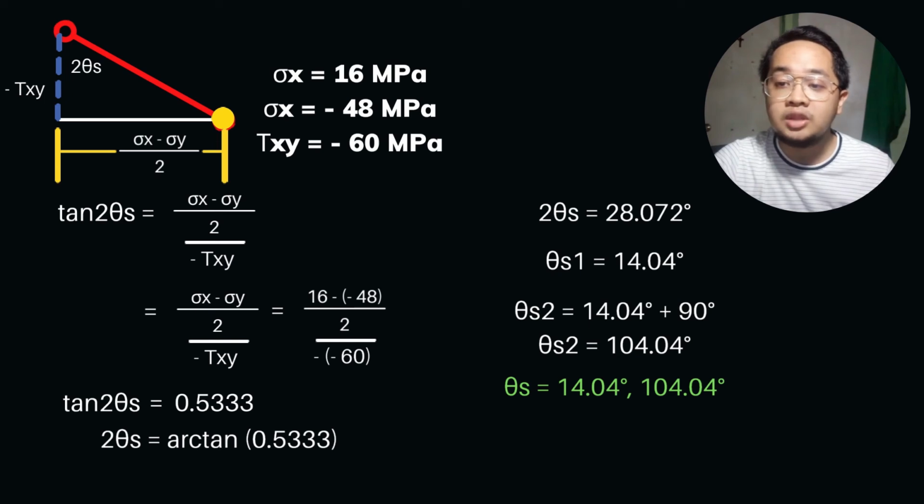which is 28.072 degrees. Divided by 2 gives us 14.04 degrees. Principal planes are 90 degrees apart from each other, so we add 90 to 14.04, which gives us 104.04 degrees. Our principal planes are 14.04 degrees and 104.04 degrees.